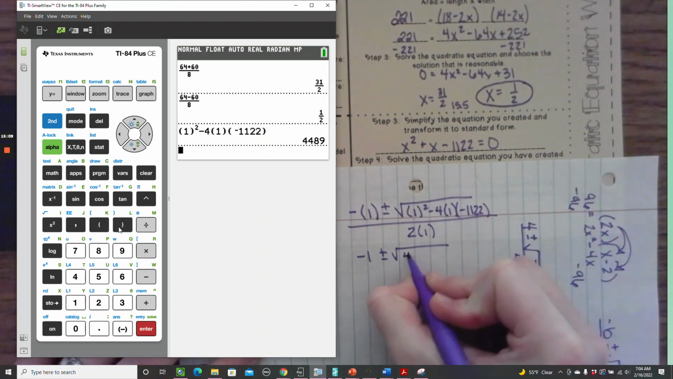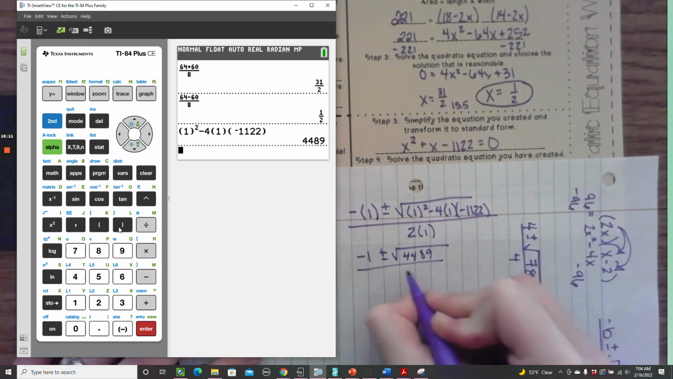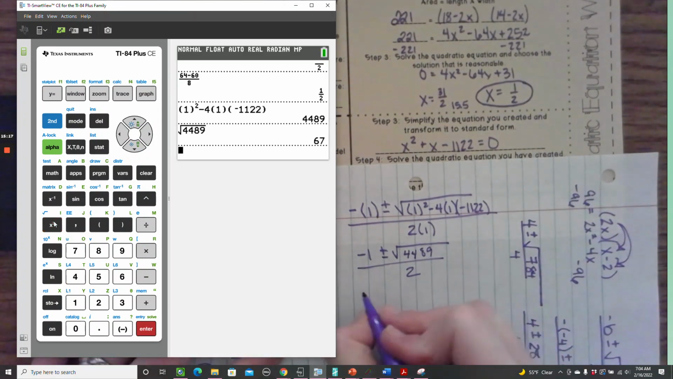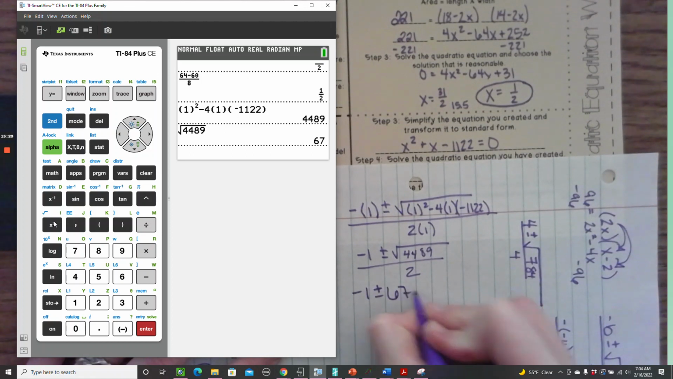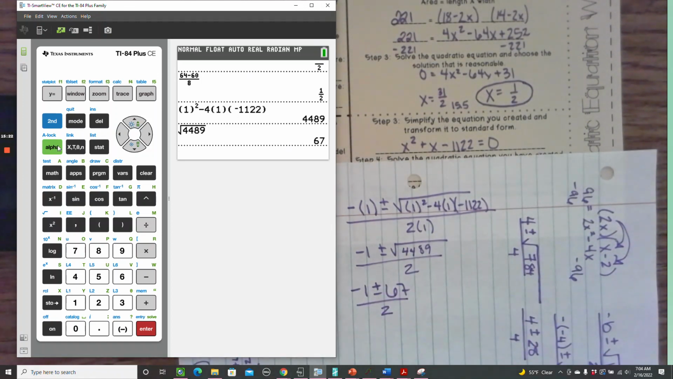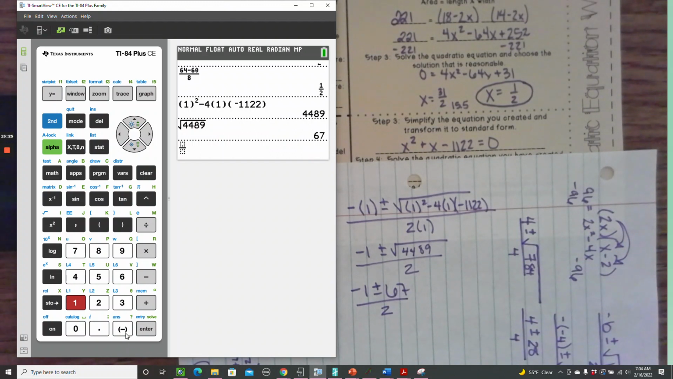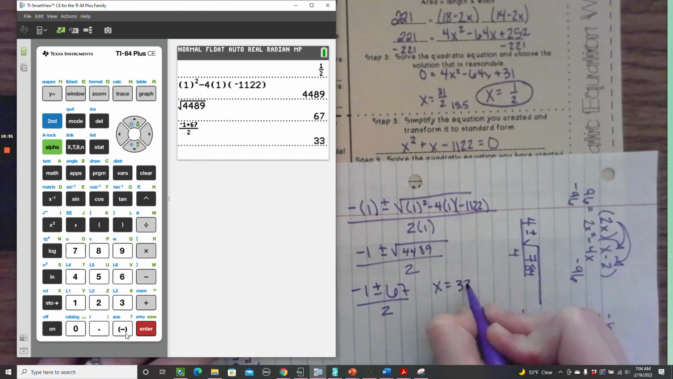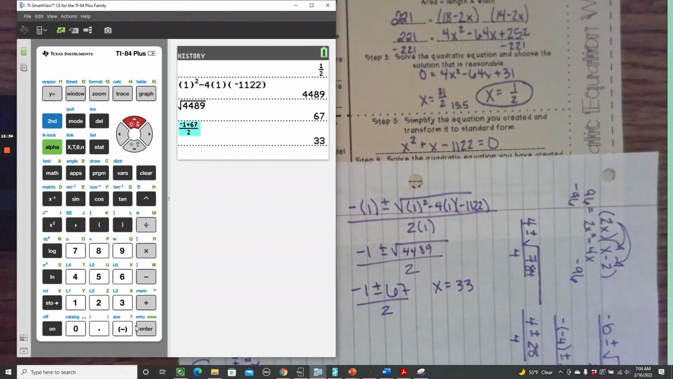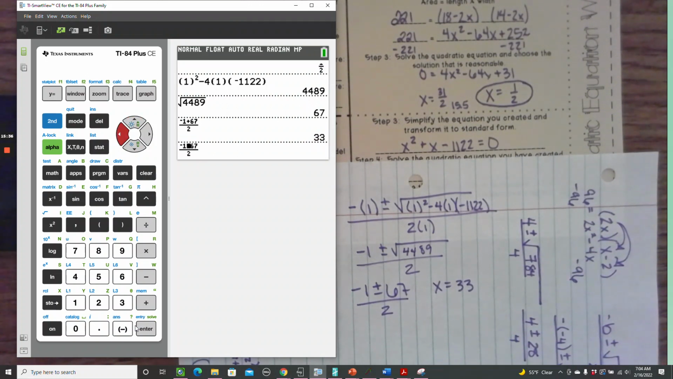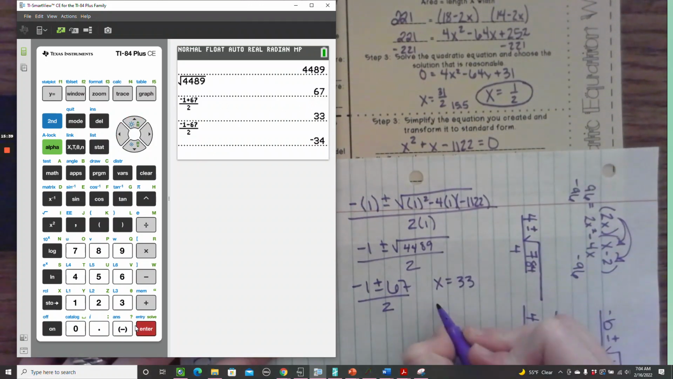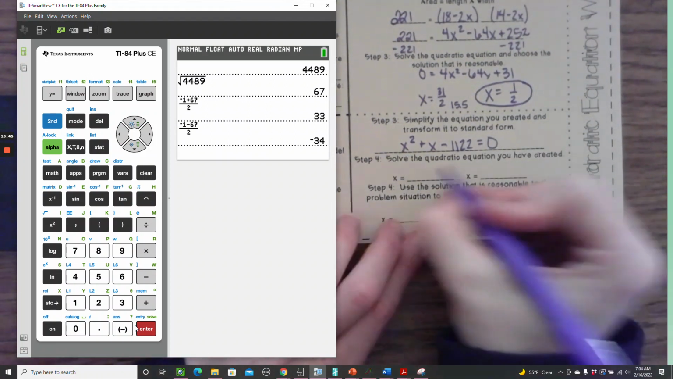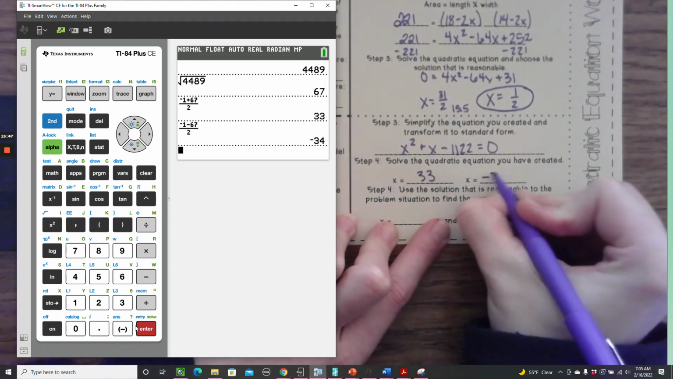All right, I get 4489 over 2. So let's check the square root of 4489. 67. So we got negative 1 plus or minus 67 over 2. Negative 1 plus 67 over 2, so my answer is 33. And then if we go back up here, subtraction, and we get x equals negative 34. Okay, so those are our solutions. x equals 33, x equals negative 34.